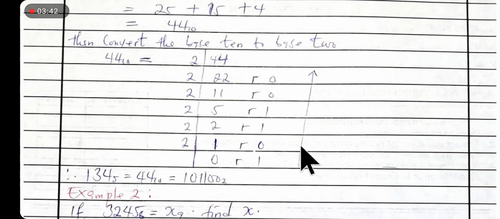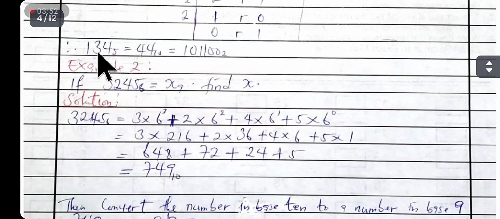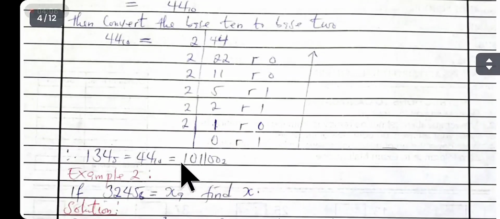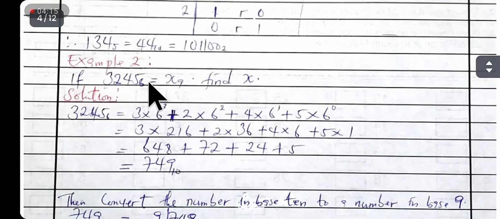You copy your answer upward, and the answer is going to be 101100. Therefore, 134 in base 5, when you convert to base 10, is 44 in base 10. And if you convert to base 2, which is the answer to the question they asked, it is going to be 101100 in base 2. Of course, you copy upward. Okay, so just look at this example.